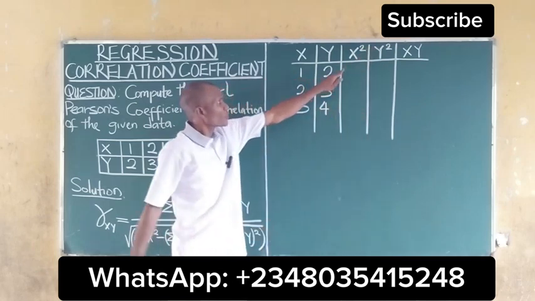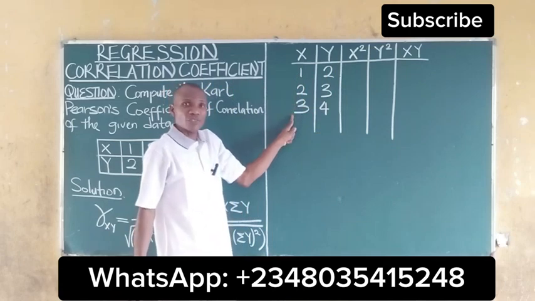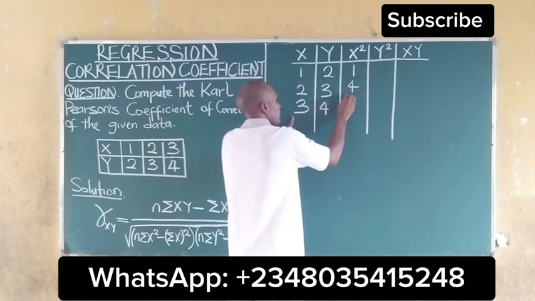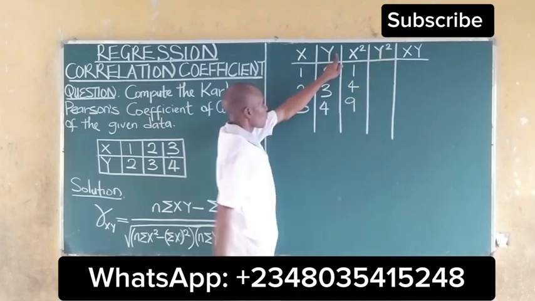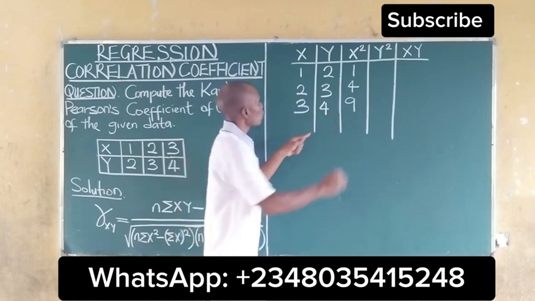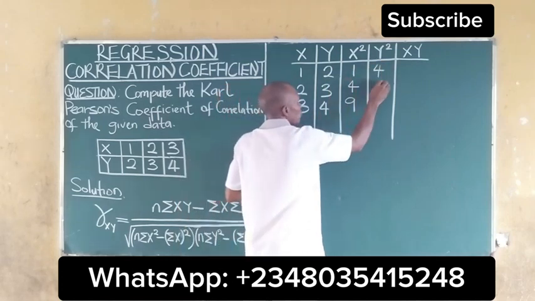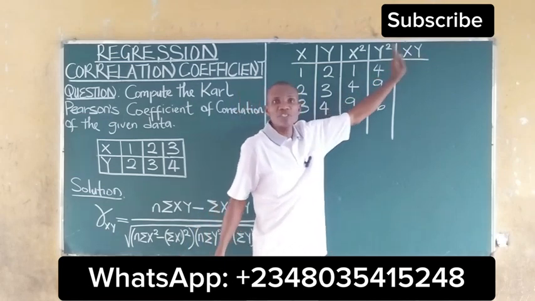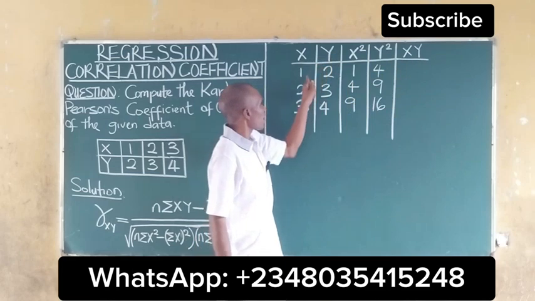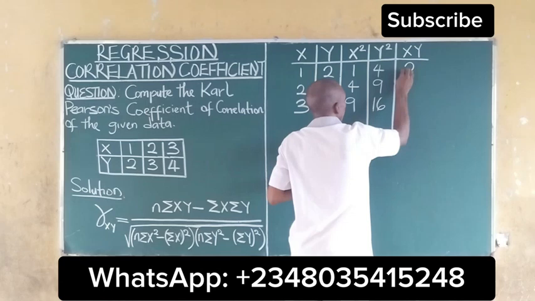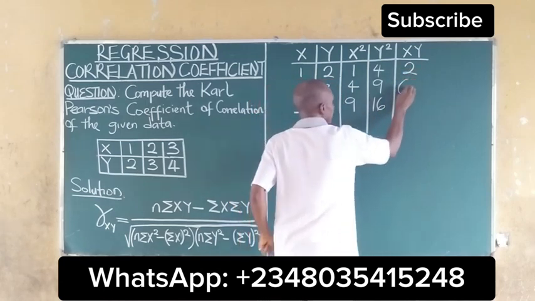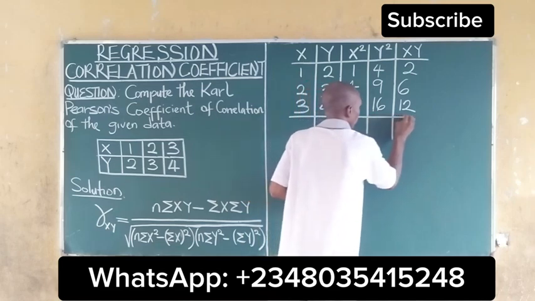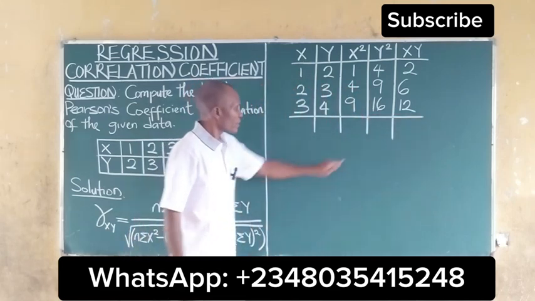To get x squared, we just square all the values of x. So 1 squared is 1, 2 squared is 4, and 3 squared is 9. For y squared, we square all the values of y. So we have 2 squared to be 4, 3 squared to be 9, and 4 squared to be 16. Now we have xy, which is x multiplied by y. We have 1 multiplied by 2, which is 2; 2 multiplied by 3, which is 6; and 3 multiplied by 4, which is 12. So this is how we can compute this.